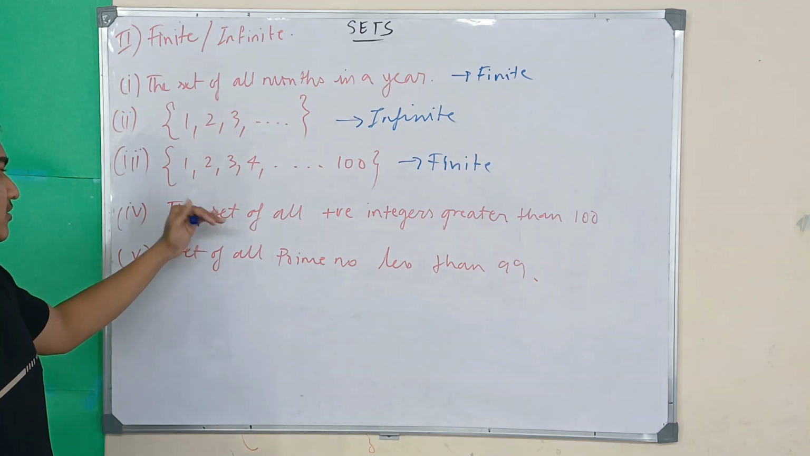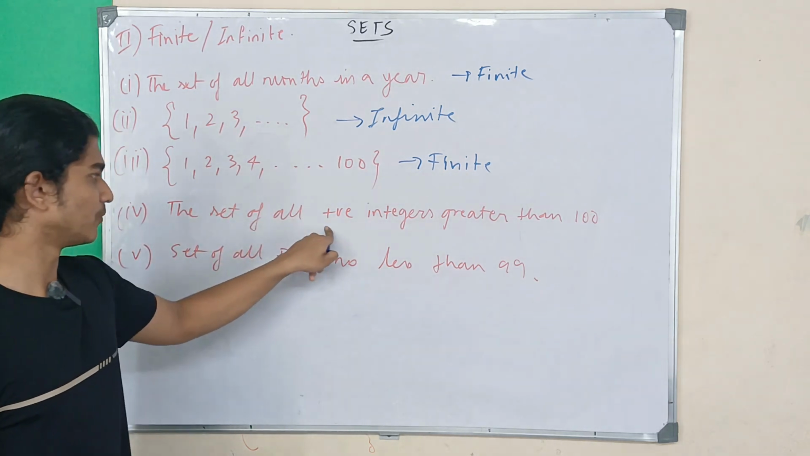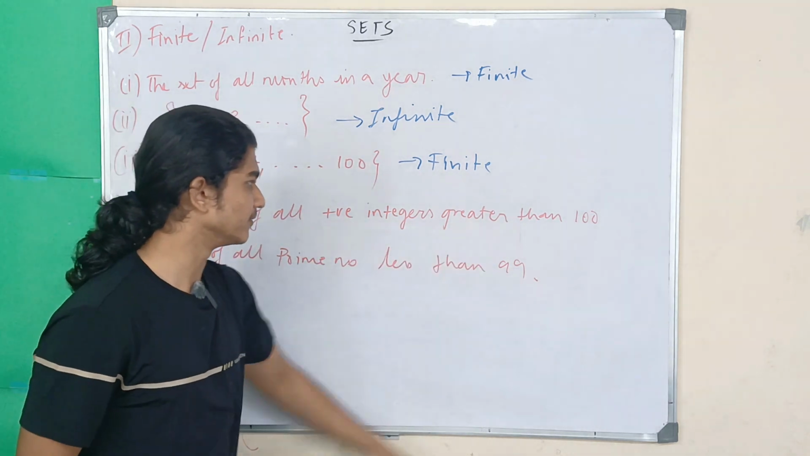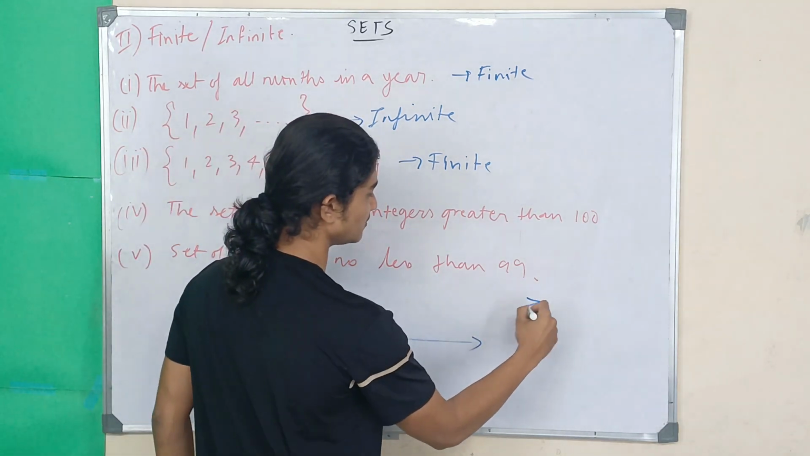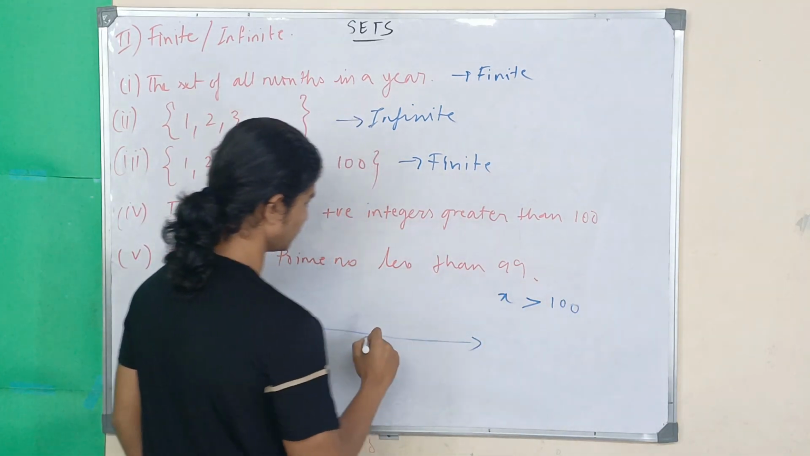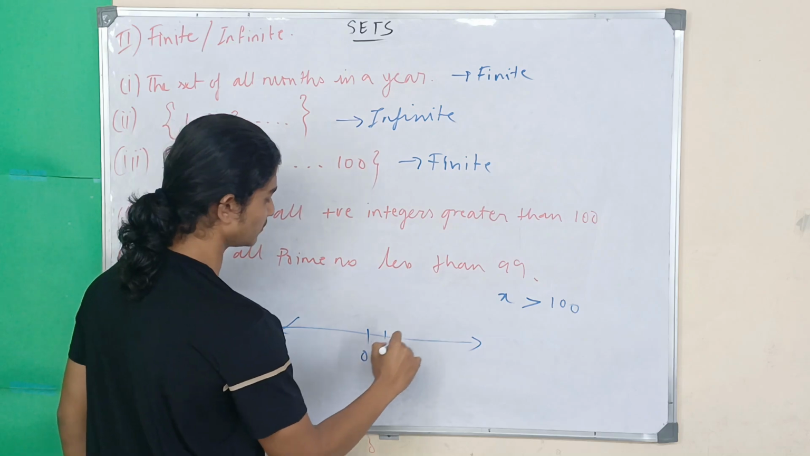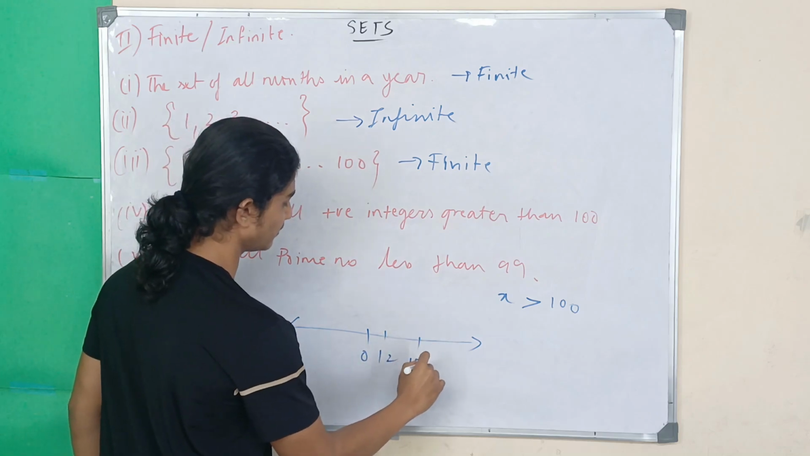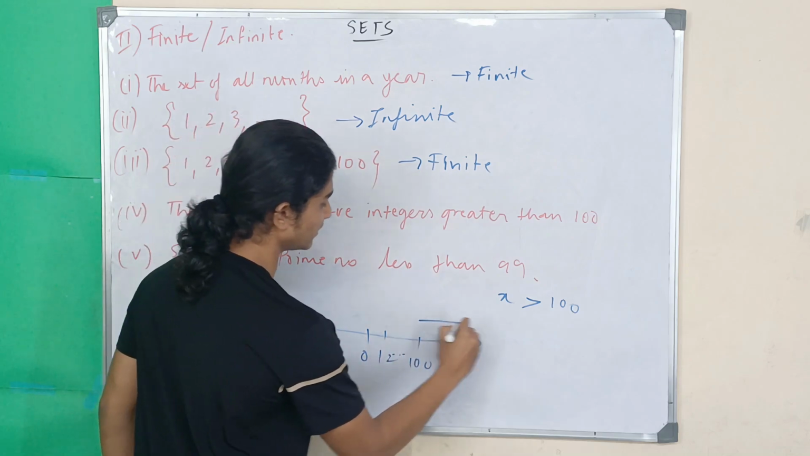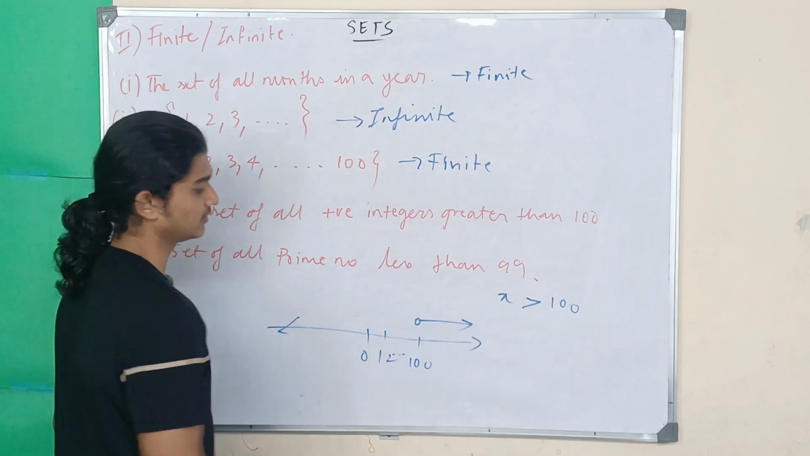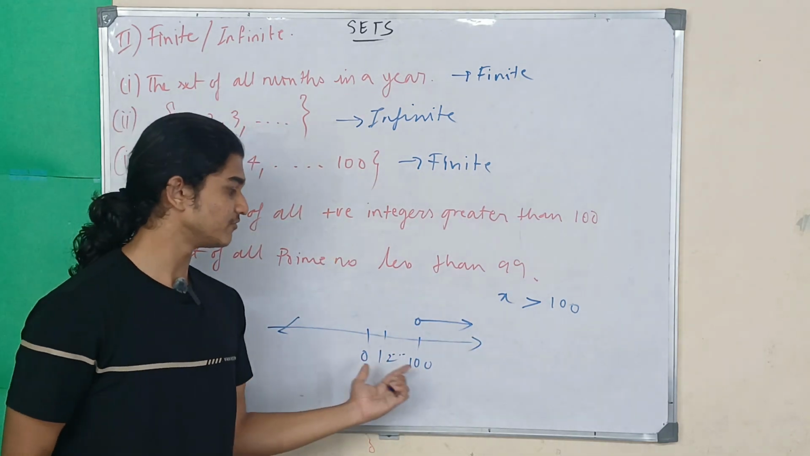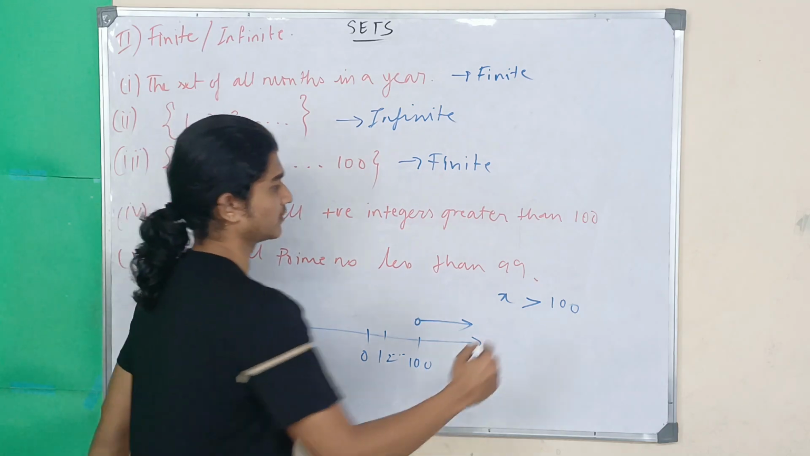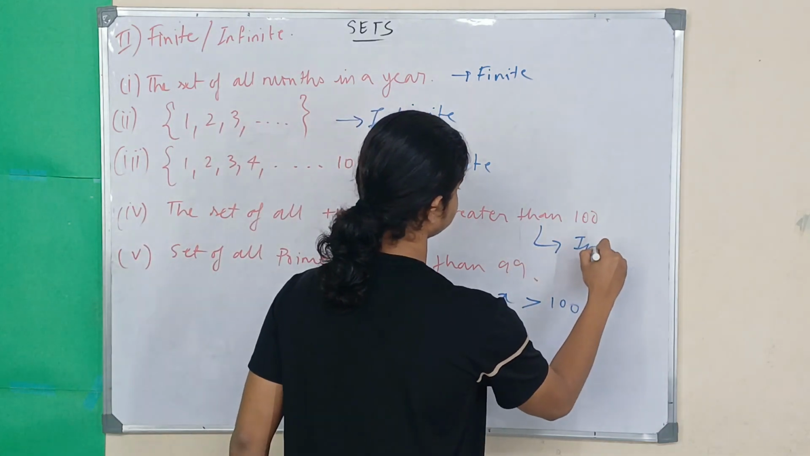The fourth one is the set of all positive integers greater than 100. So use the number line method. They're saying greater than 100, which means x is greater than 100. So basically 0, 1, 2, 3, all the way up to 100. All the numbers greater than 100 start from 100 and go till infinity. From this I can say there is an infinite number of elements here, so this is an infinite set.